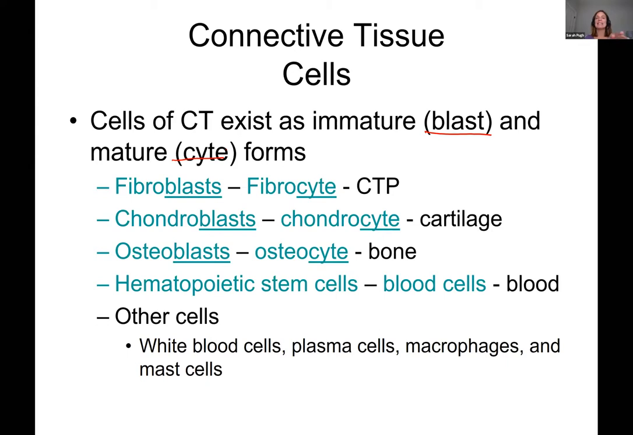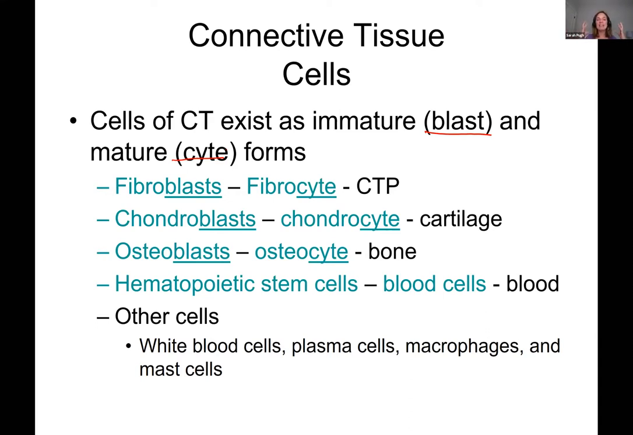The blast, the immature cell, I always think of these as the babies. So I always joked before I had my child, I joked that I'm going to have a house full of kids because then they can help clean and like cut the grass and do stuff. If y'all have kids, you know that that is not what happens.